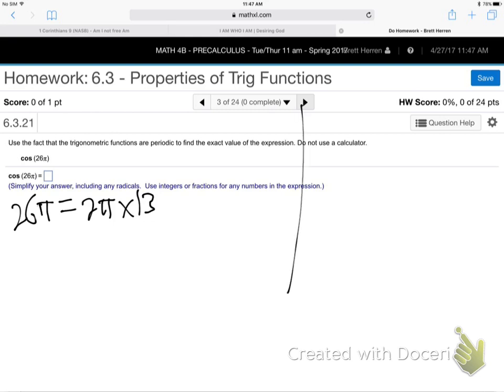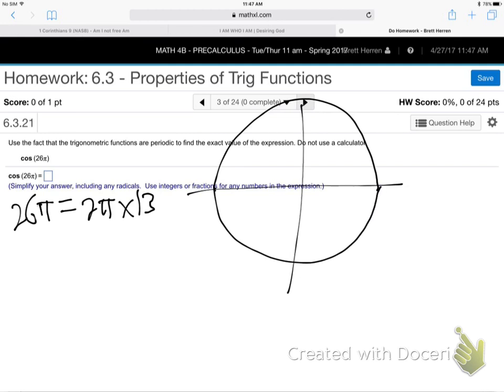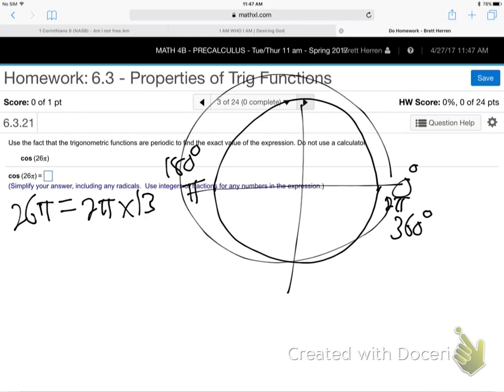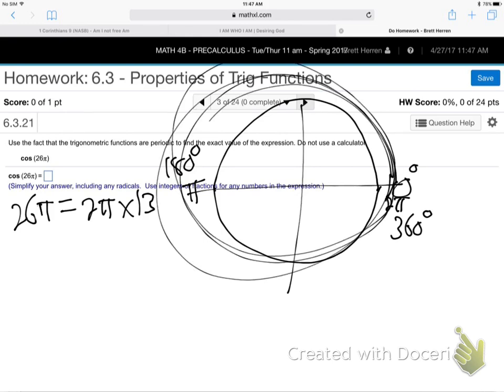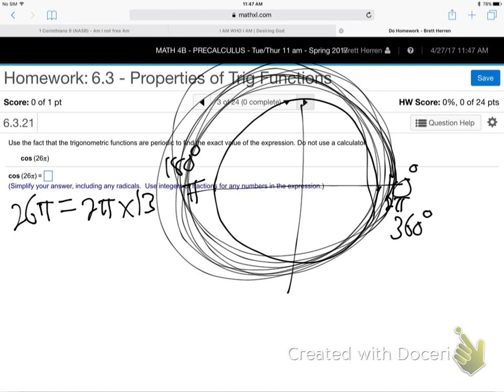Right? So in other words, if you go to the unit circle, 2 pi is all the way around. 2 pi is 360, right? You guys good? 0 degrees here. This is pi or 180. And then this is back to 2 pi or 360. So basically they've done 2 pi, 13 times and stopped right where they started. It's just 13 full revolutions.